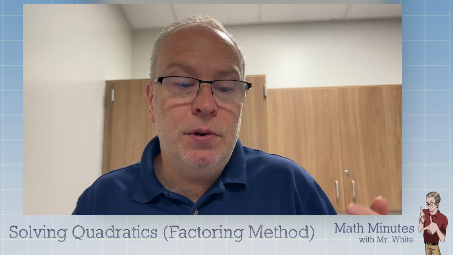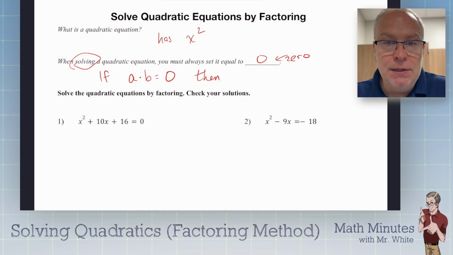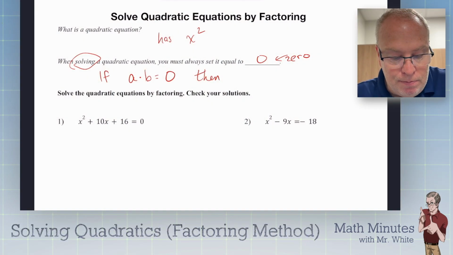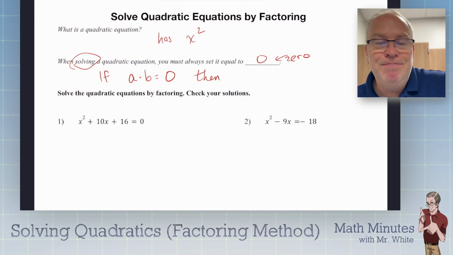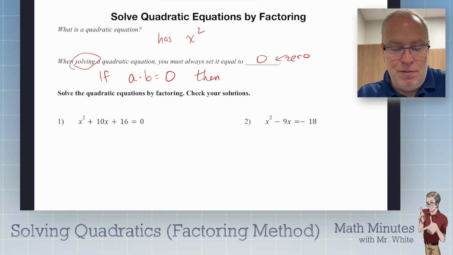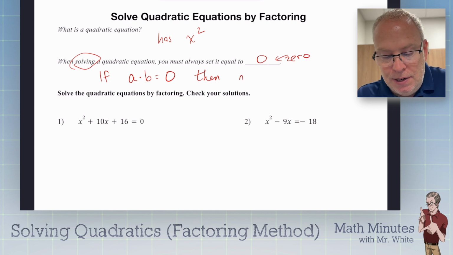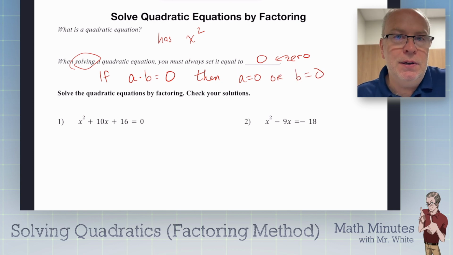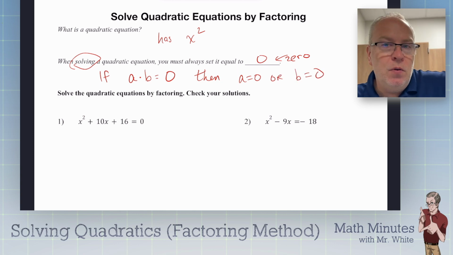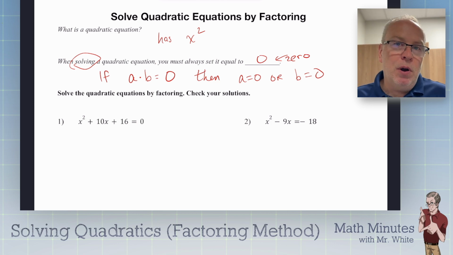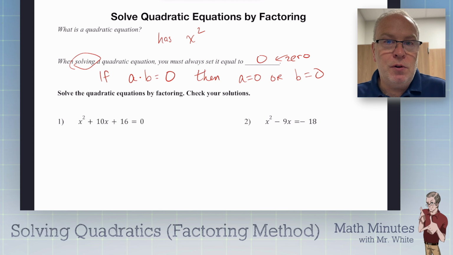What are the numbers? Well, I think you would agree if the two numbers multiply to be 0, then one of them has to be 0. So a equals 0 or b equals 0 is a solution here. One or both of them has to equal 0. This is called the zero product property, and we're going to use this to solve quadratic equations using the factoring method. So let's take a look here.